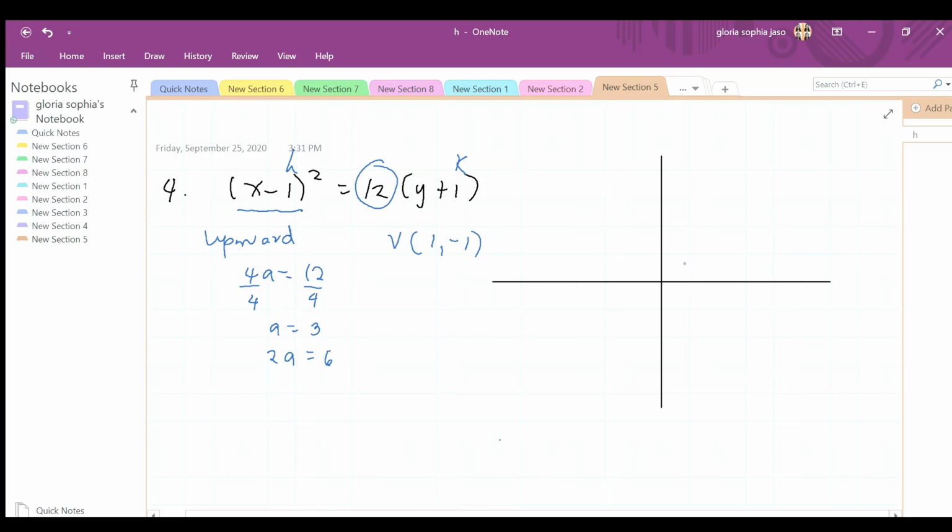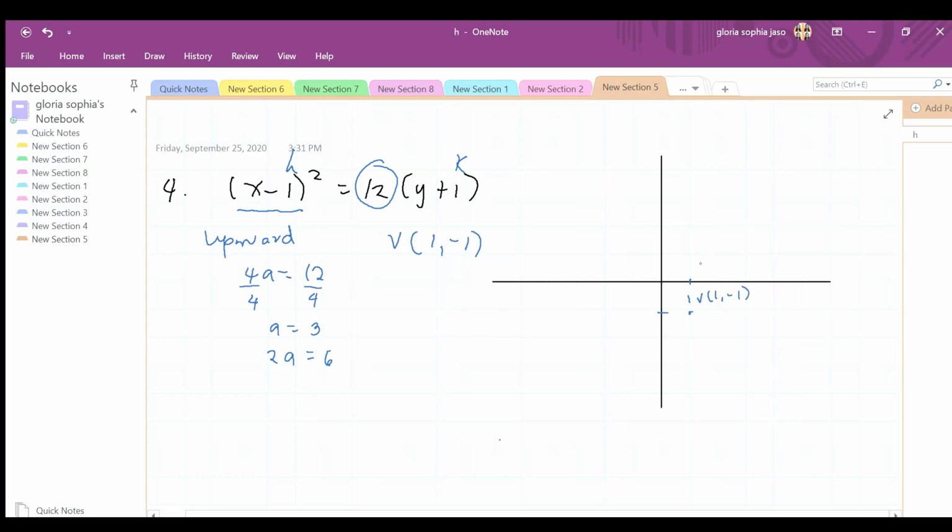So first is locate our vertex. So that is at 1, negative 1. So the vertex is at 1, negative 1.